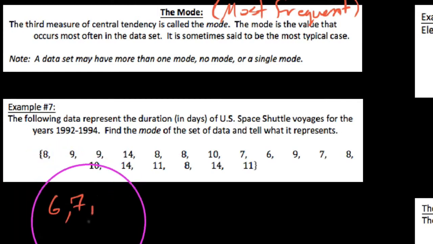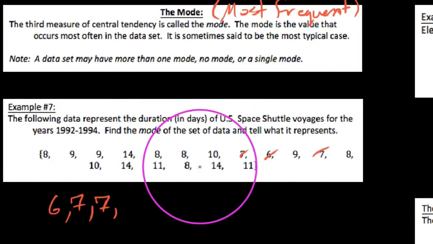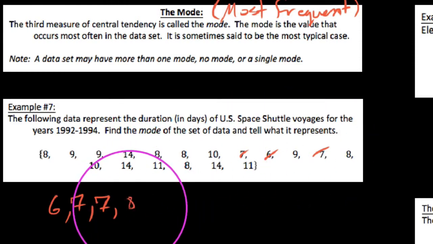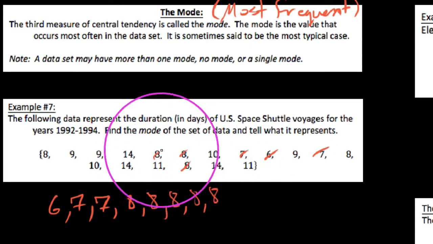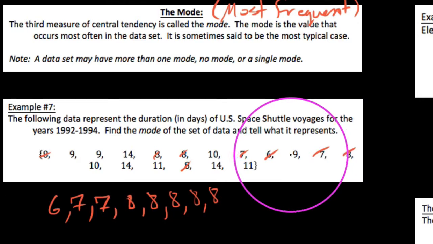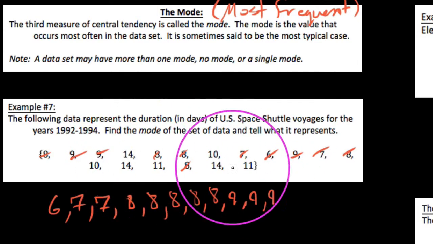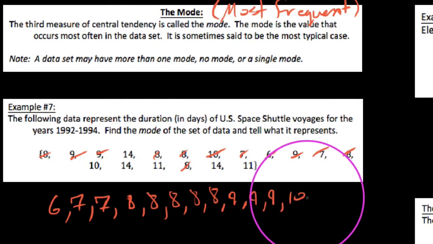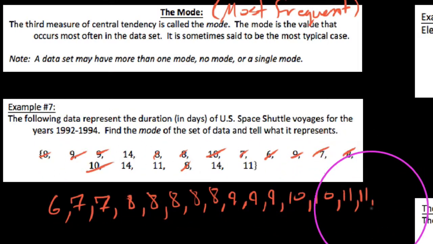Looks like we have a 6 and a 7. We're going to cross these off and we're done with them. I have another 7 here. We'll talk about why it's helpful. So two 7s. Let's see, 8. We have 1, 2, 3, 4, 5 8s. How many 9s? We have 1, 2, 3 9s. So we've already got a good indication as to what the mode will be here. We have a 10, another 10, two 11s and two 14s.